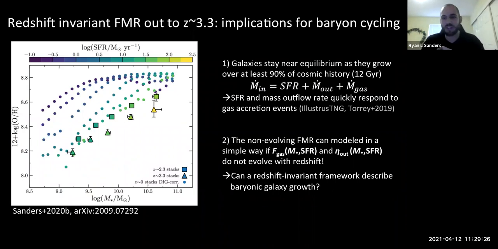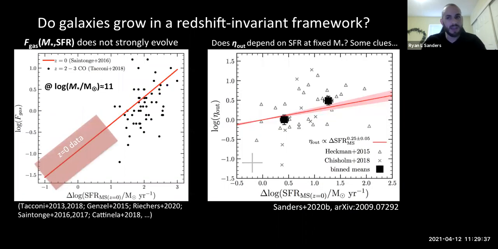So the question is, is it realistic? Do observations suggest that these two parameters as a function of mass and star formation rate don't evolve with redshift? And I would say there's some preliminary evidence that yes, this might be the case. So on the left side, I'm showing gas fraction as a function of, this x-axis variable is the offset in star formation rate relative to the redshift 0 star forming main sequence.